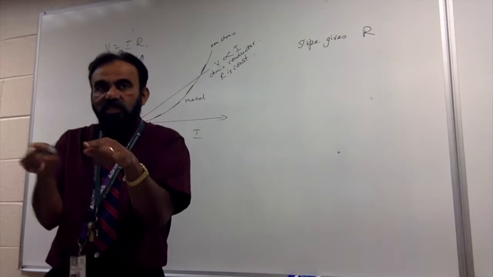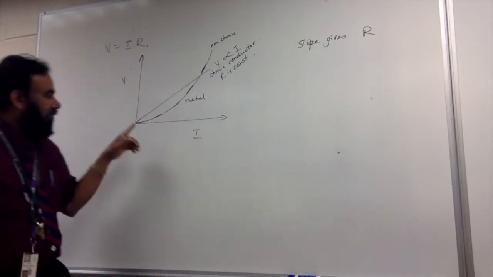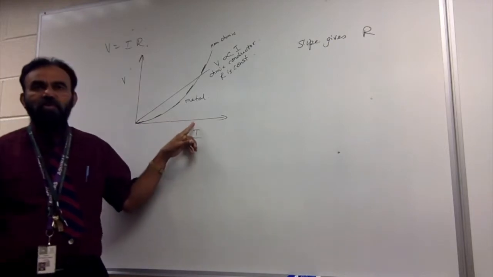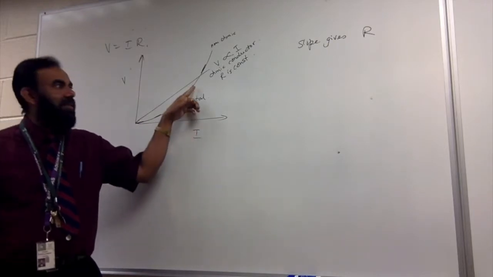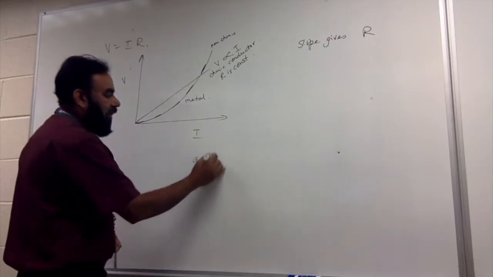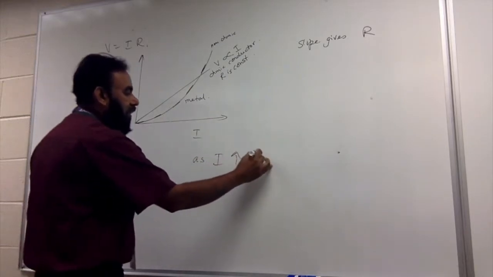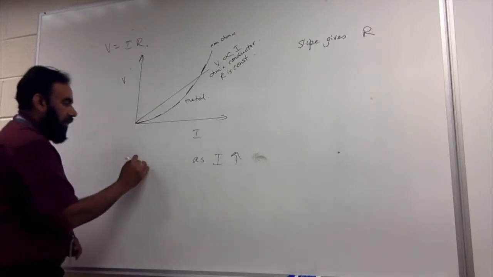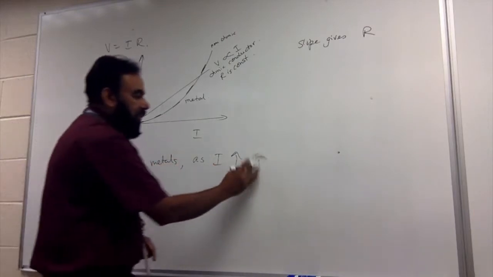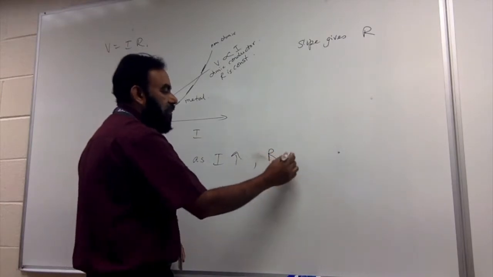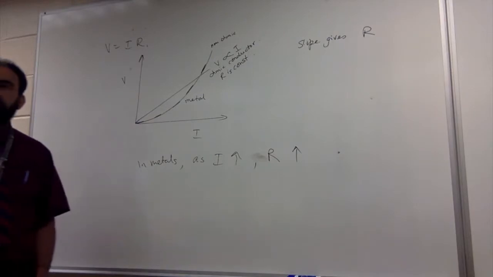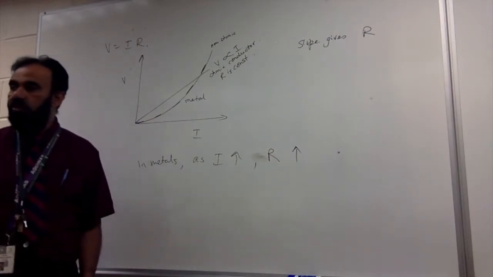So if there is less agitation, resistance is small. If there is more agitation because more current is trying to disturb those atoms, then resistance is getting increased, right? So as I increases in metals, as I increases, resistance increases. That's in a metal. Well, that's also non-ohmic. It's non-ohmic.